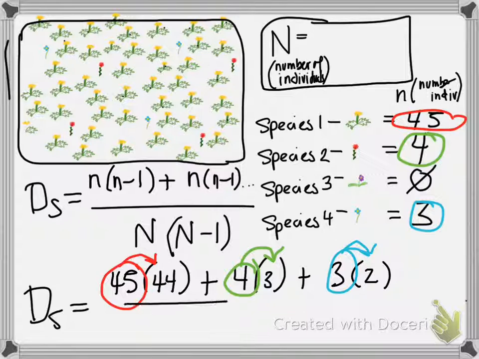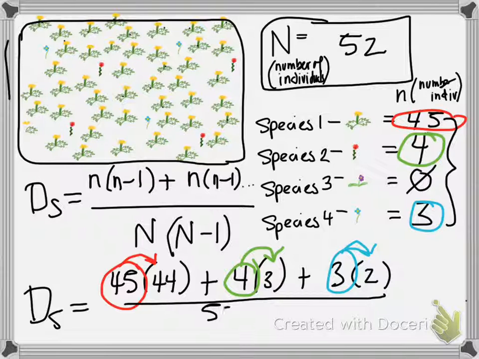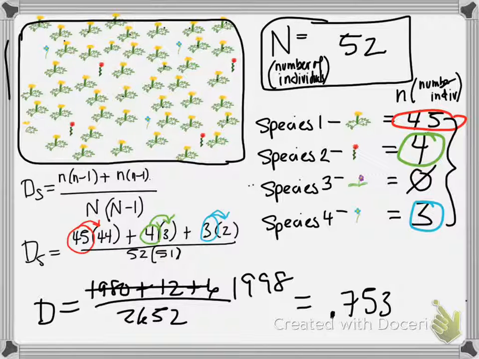Now we need to divide that by the total number of individuals. How do we get that? We literally add up all of these. So 45 plus 4, 49, plus 3, what do we get? 52. And notice that that denominator is 52 times n minus 1. Okay, so let's get the numbers. So I get 0.753 for my diversity index.